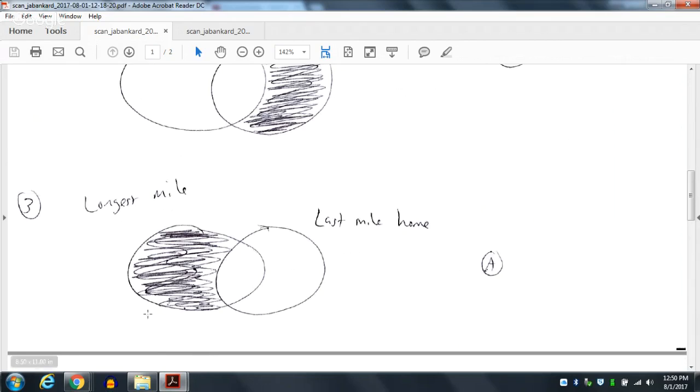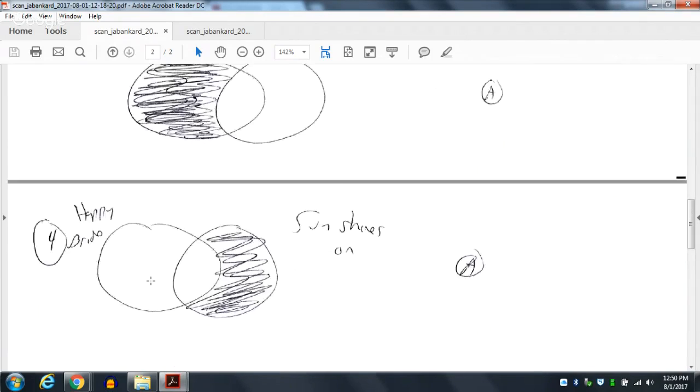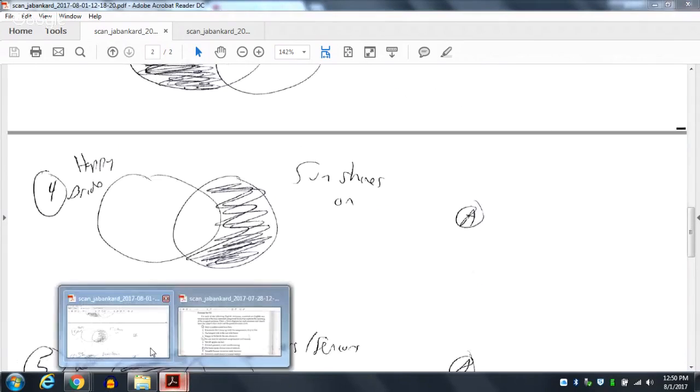If the longest mile is always the last mile, then all longest miles are last miles, right? Every time it's the longest mile, it must be the last mile. All longest miles are last miles. So it's an A claim. Nothing can exist over here. Nothing can be the longest mile that is not also the last mile. So we block this out. We push all longest miles into the overlap of the category of last miles as well. So an A claim there. Number 4.